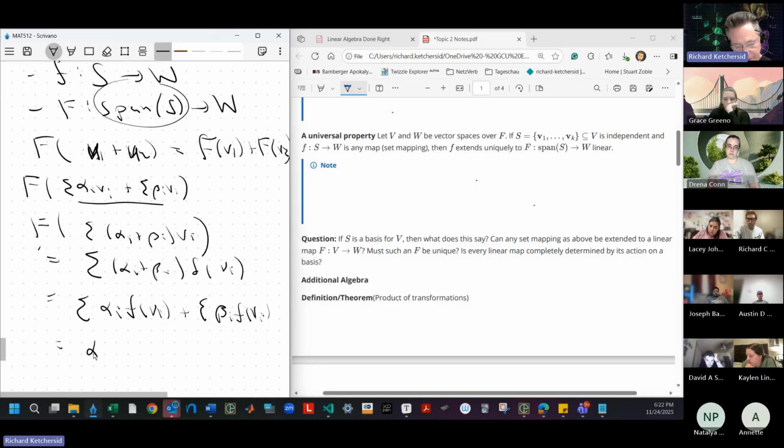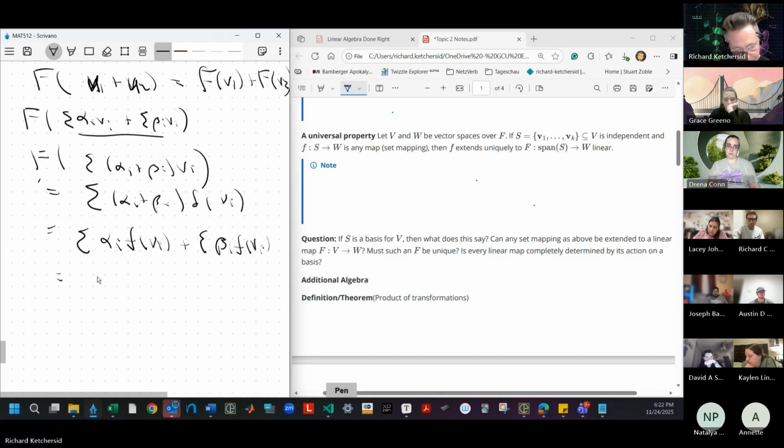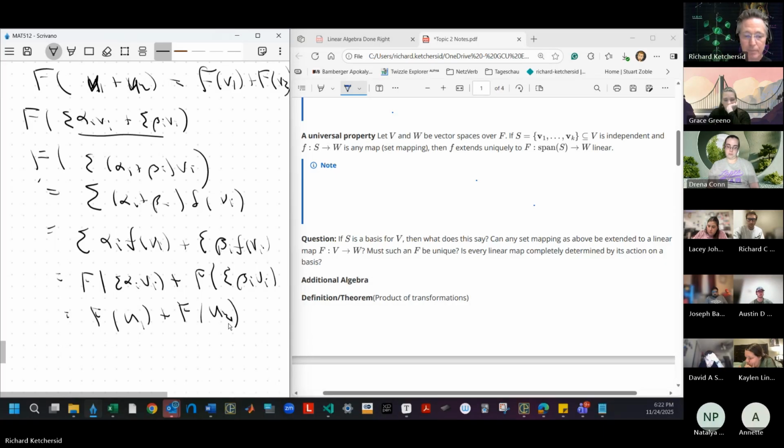And this is f of u1, that was the u1 up there, plus, well, okay, sorry, let me just write it all out. This is f of summation alpha_i v_i plus f of summation beta_i v_i. This is f of u1 plus f of u2. We're just expanding, playing with the definitions and putting things back together, right? So it preserves addition, preserving scalar multiplication is the same, a little bit easier.